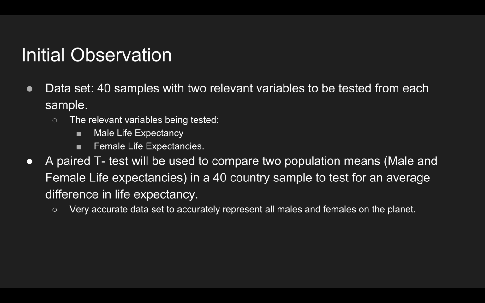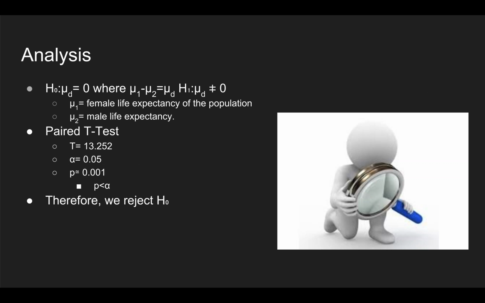A paired t-test will be used to compare 2 population means, male and female life expectancies, in 40 country samples to test for an average difference in life expectancy. Very accurate data sets to accurately represent all males and females on the planet.